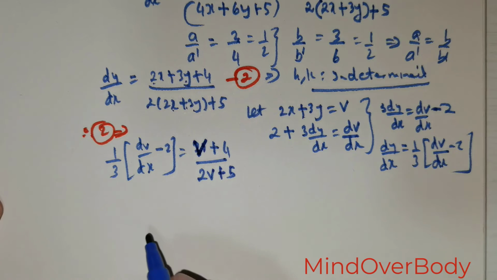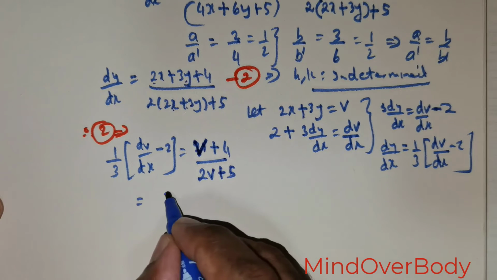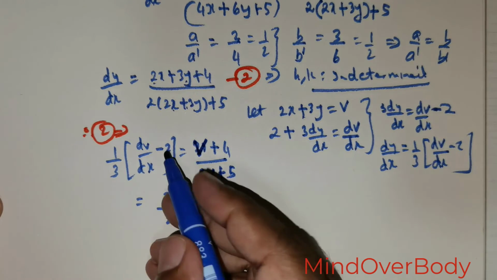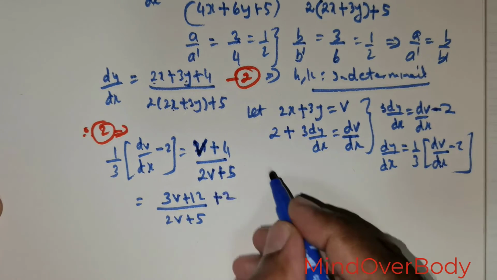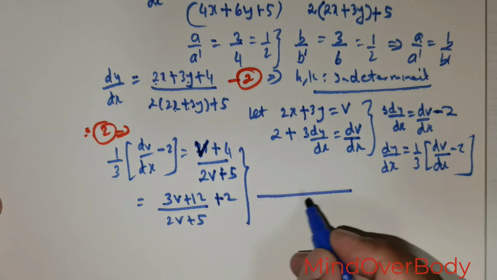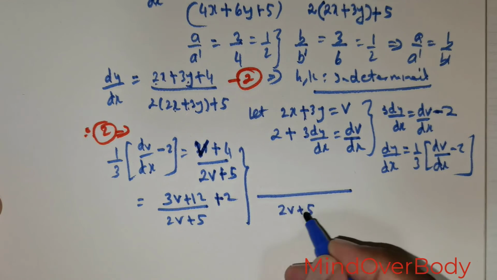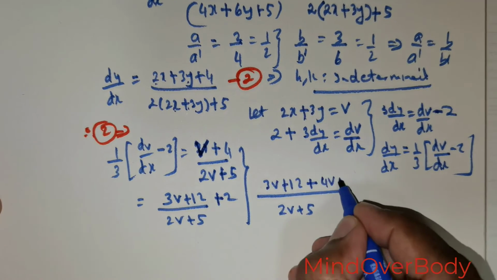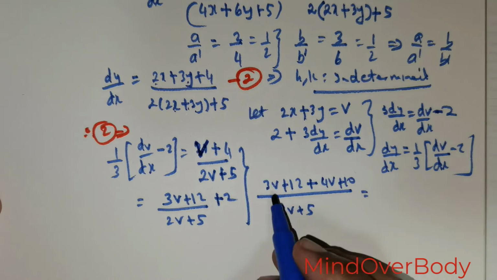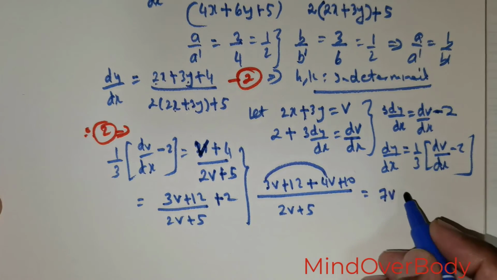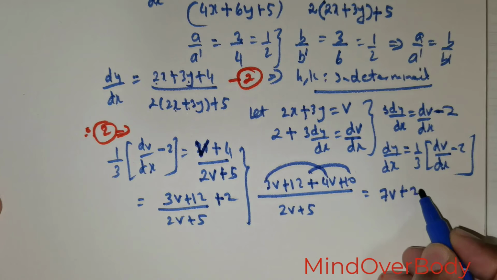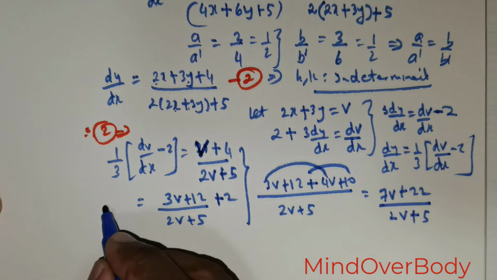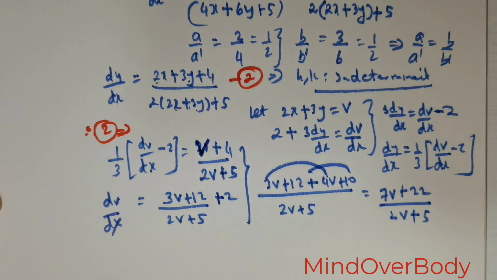Now what I can do is cross multiply. If I do that, I get 3v positive 12 divided by 2v positive 5. I got a negative 2, so I push it, I get positive 2. So now I take the LCM as 2v positive 5. That would give me 3v positive 12 positive 4v positive 10. I can rewrite that by adding this and that, 7v, and by adding this with this, that's 22, divided by 2v positive 5. On the left I get dv over dx.